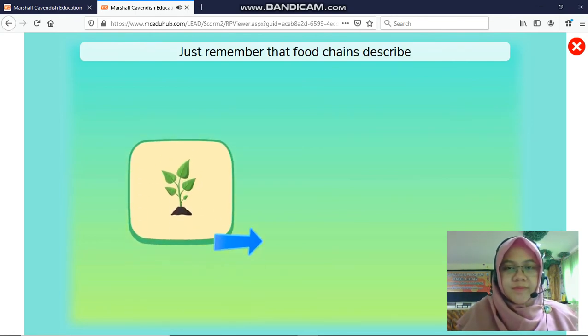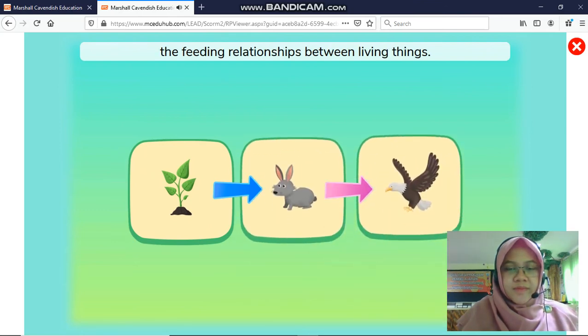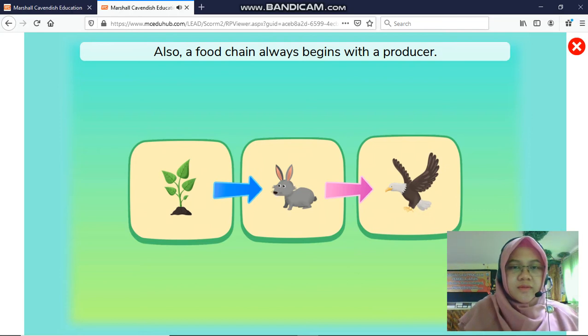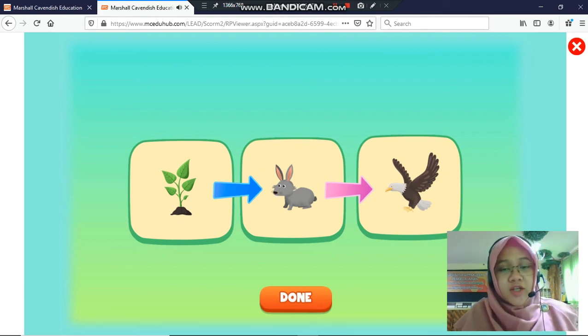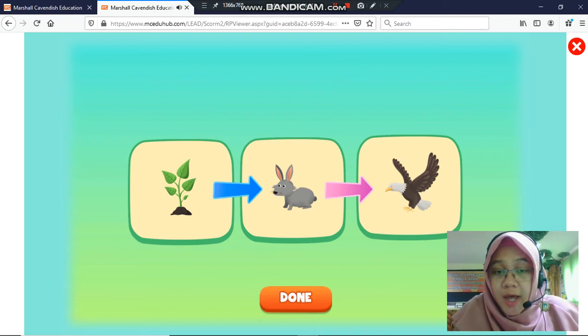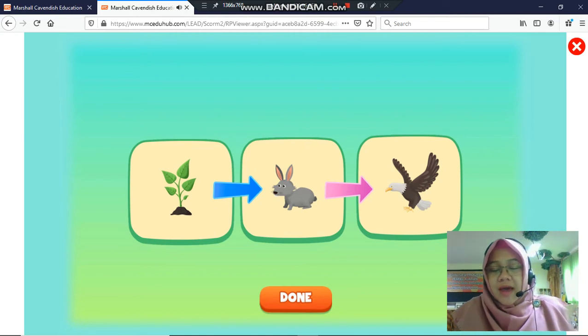Just remember that food chains describe the feeding relationships between living things. A food chain always begins with a producer. Lalu dimulai dari producers, ya. Atau zat hijau yang mengandung zat hijau itu. Pokoknya food chain adalah rantai makanan dari makhluk hidup. Bukan hanya hewan, tapi makhluk hidup. Entah itu tumbuhan, entah itu hewan, ataupun bakteri. Itu semua makhluk hidup dan ada di dalam satu rantai makanan.